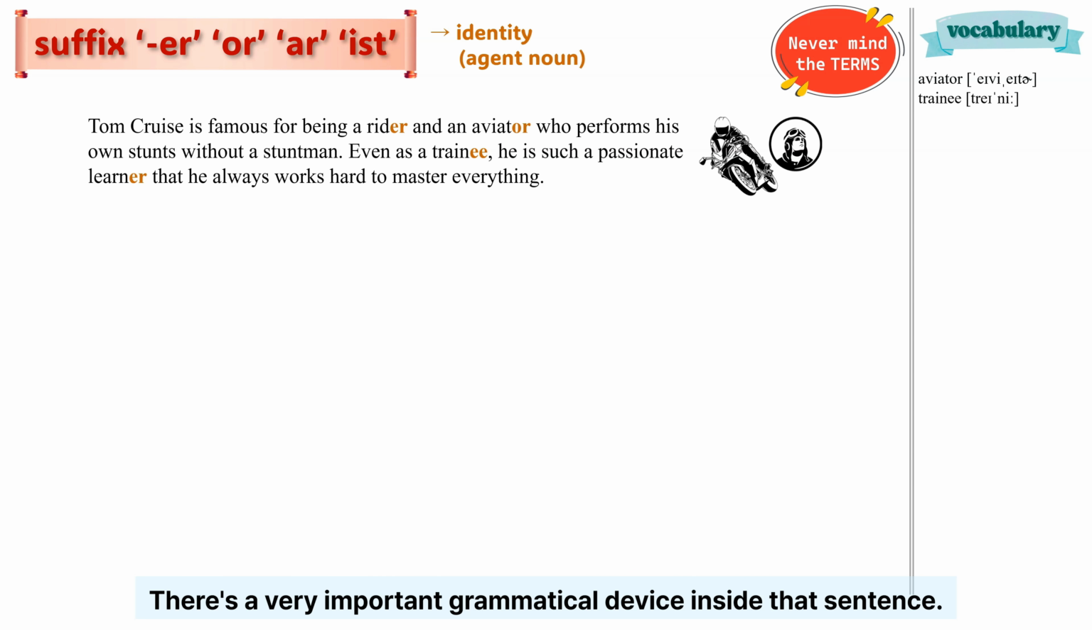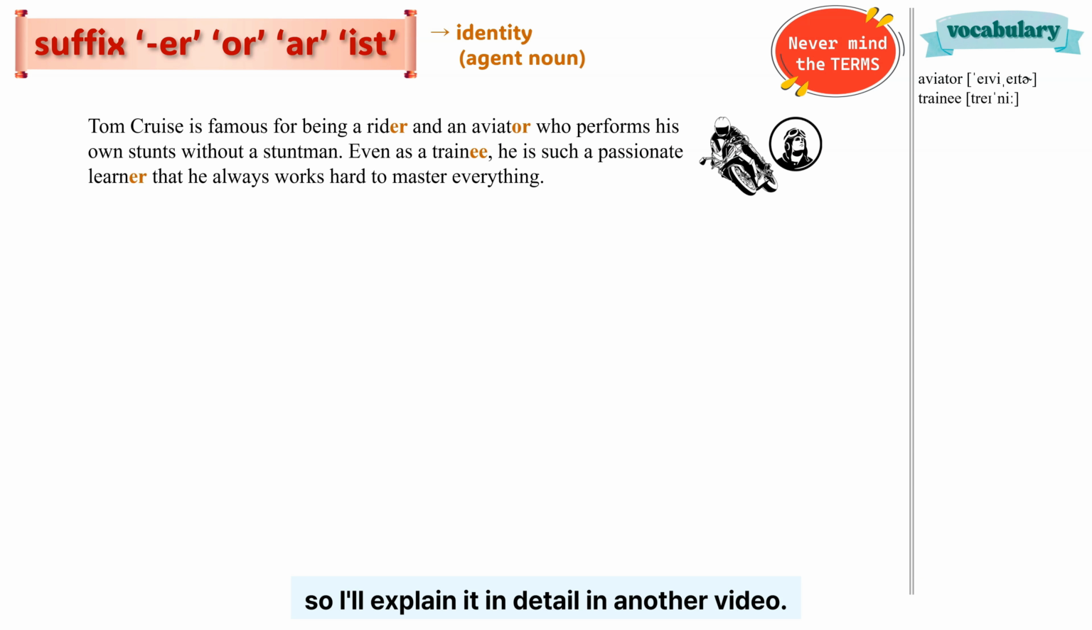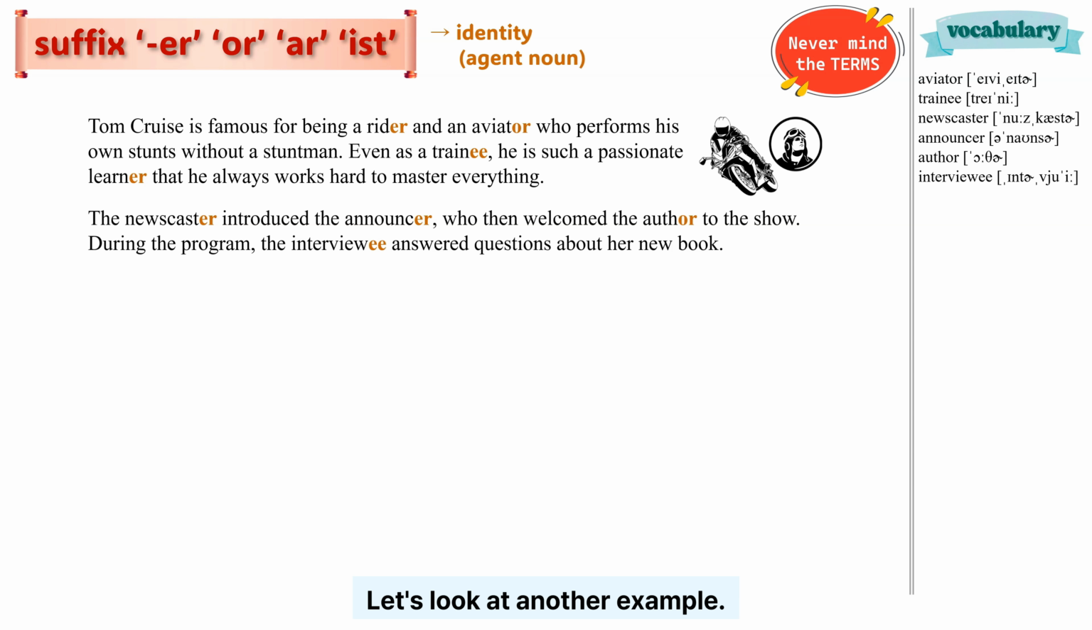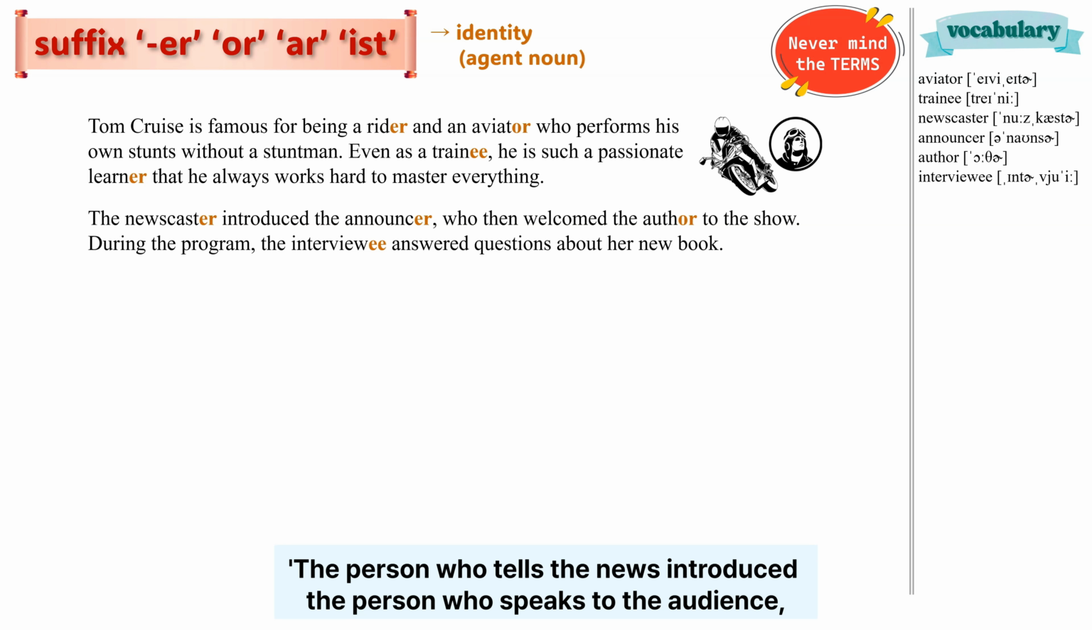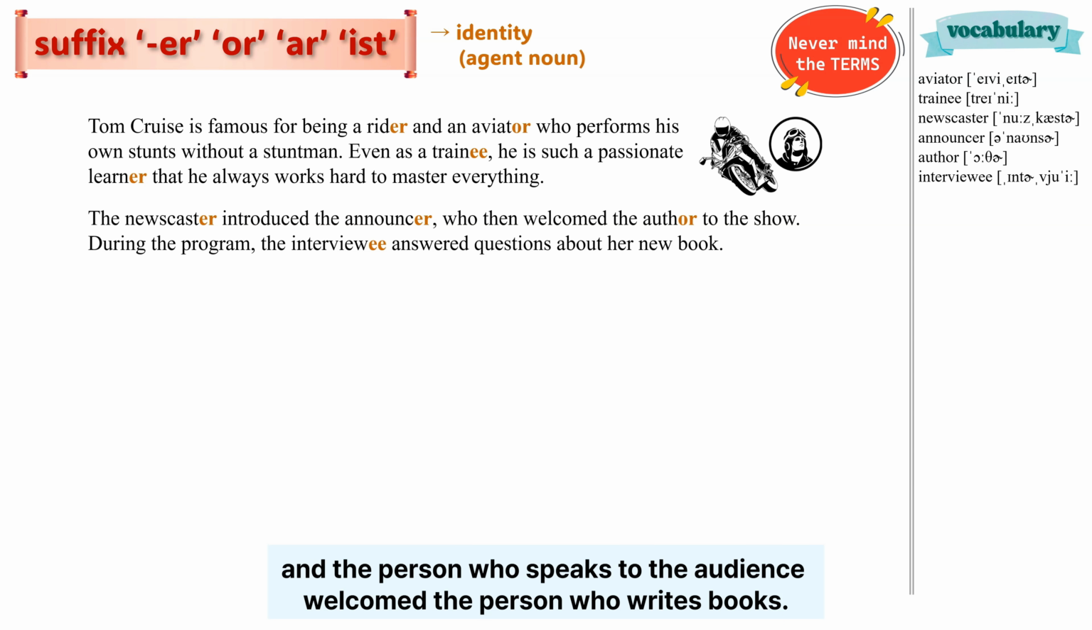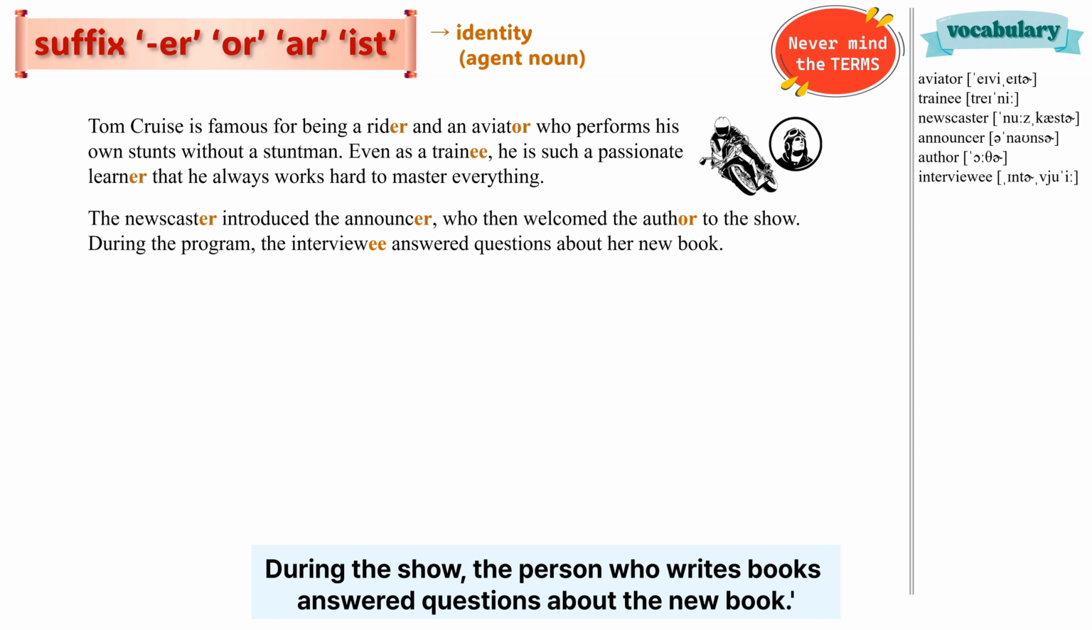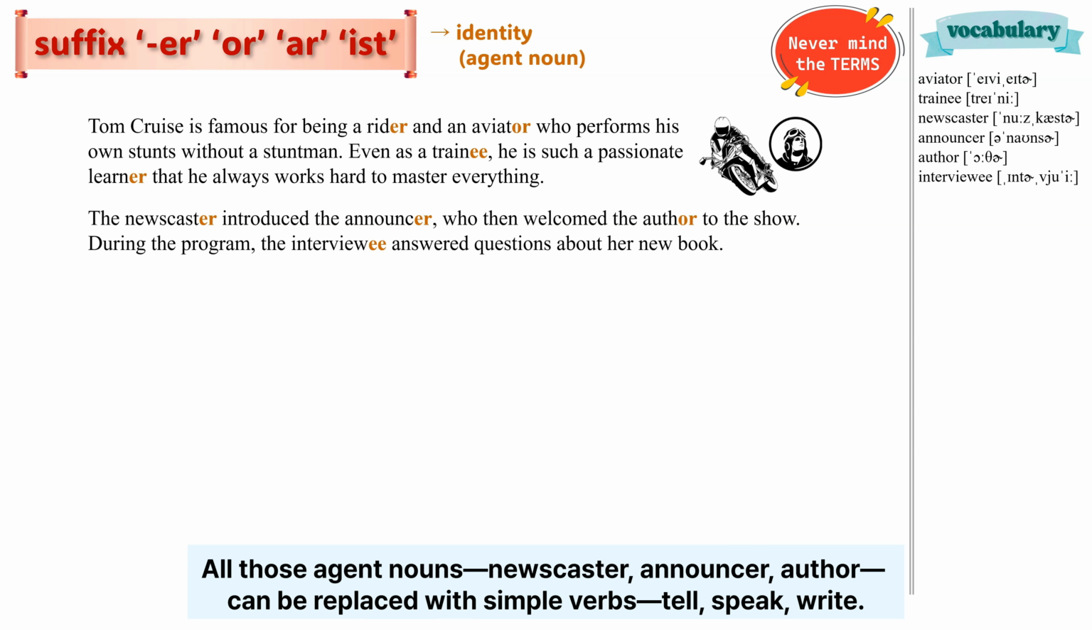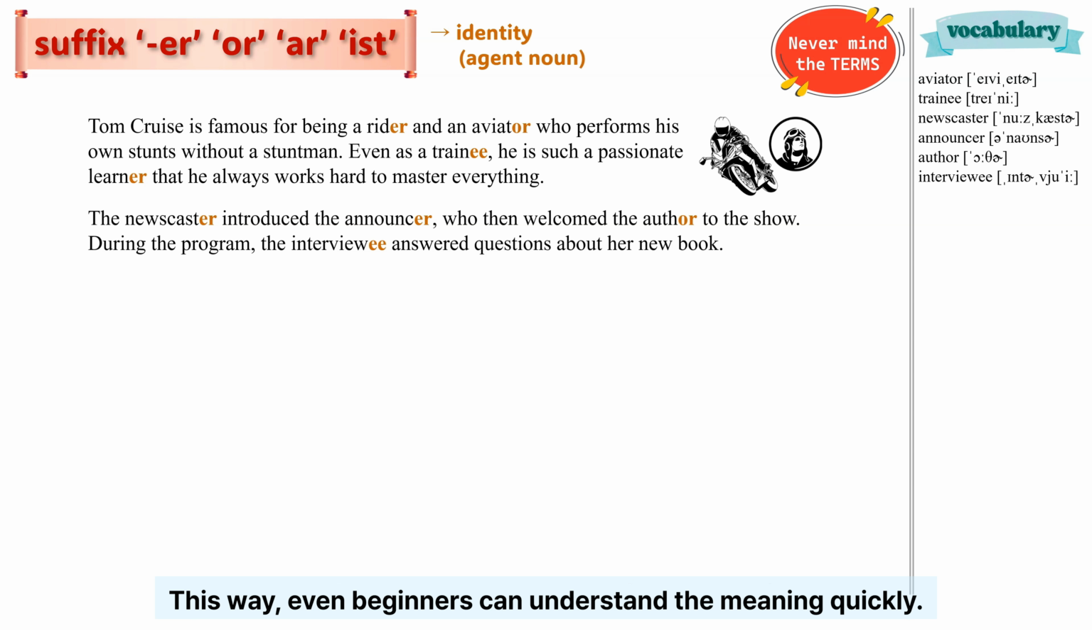There's a very important grammatical device inside that sentence. You could still understand it without knowing the rule. Great. But knowing the device will make your reading logic even stronger, so I'll explain it in detail in another video. Let's look at another example. The person who tells the news introduced the person who speaks to the audience. And the person who speaks to the audience welcomed the person who writes books. During the show, the person who writes books answered questions about the new book. You see what happened here? All those agent nouns, newscaster, announcer, author, can be replaced with simple verbs. Tell, speak, write. This way, even beginners can understand the meaning quickly.